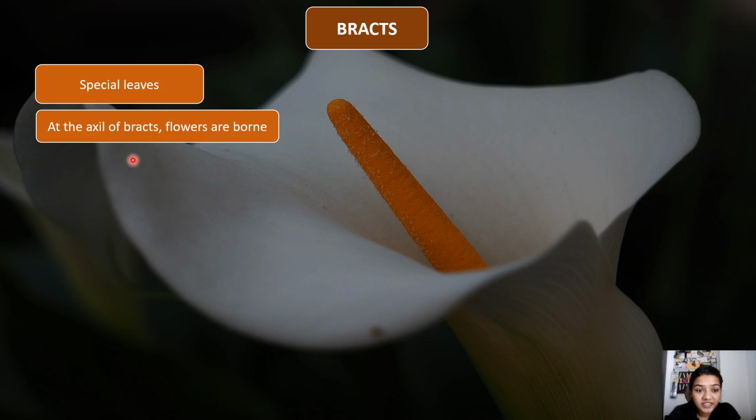So at the axil of bracts, flowers are born. Now at the axil, by axil I mean whatever angle is formed between the branch and the bract is called the axil, right?